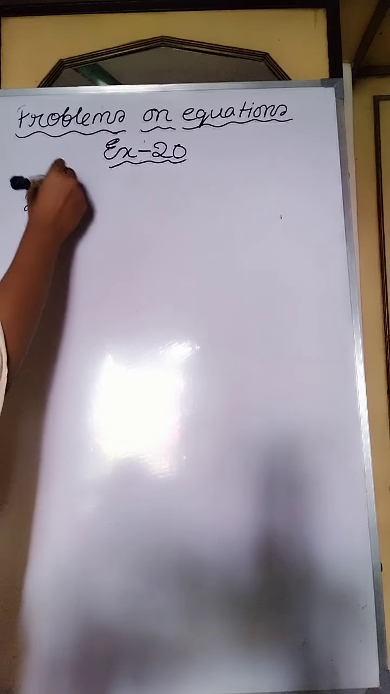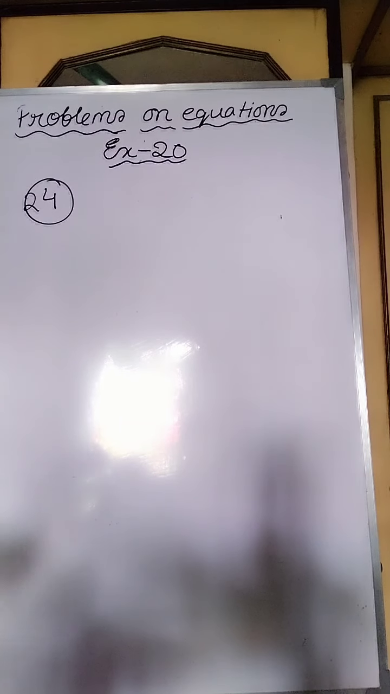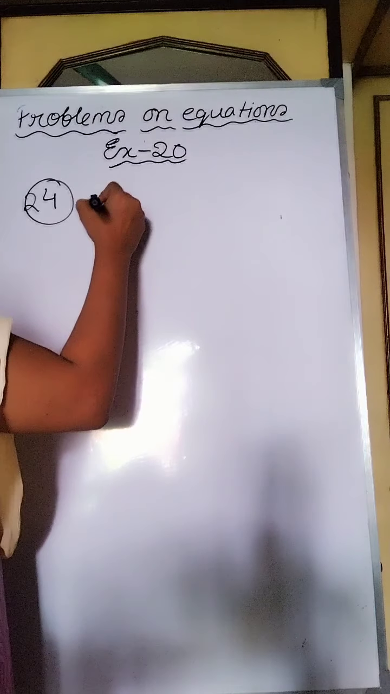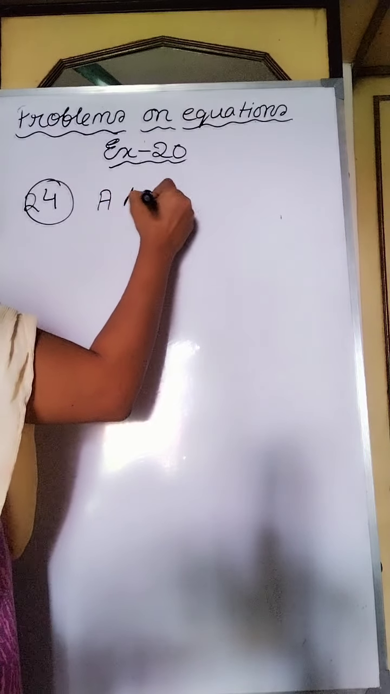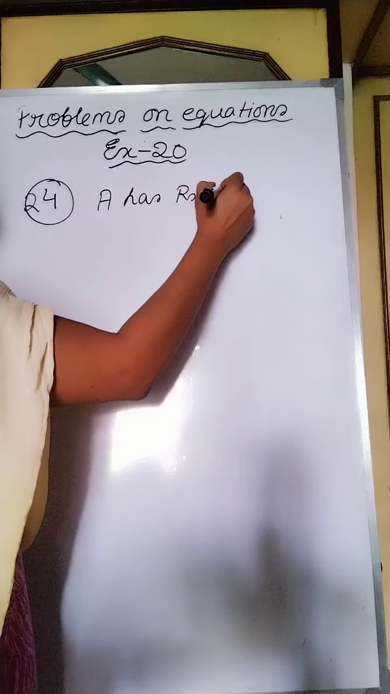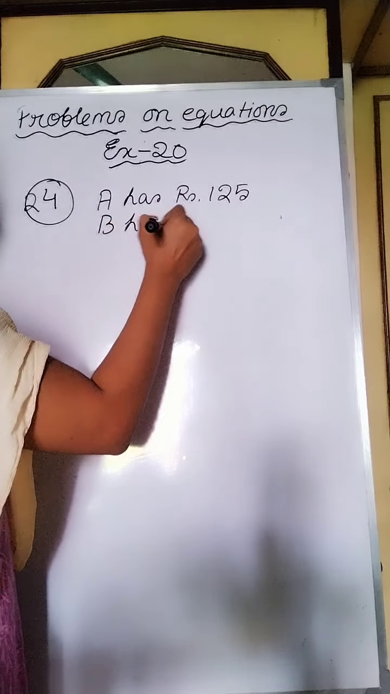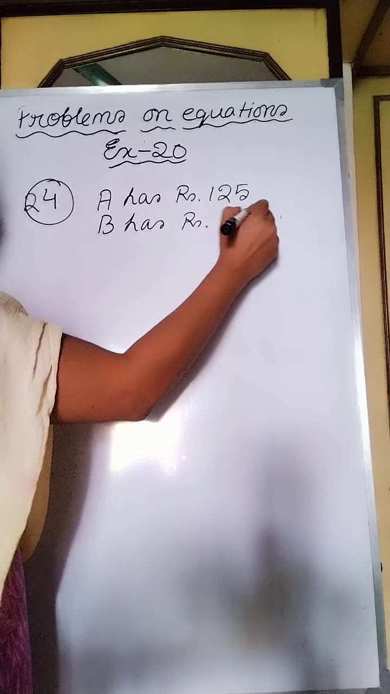Sum number 24, what we are having is: A has rupees 125 and B has rupees 85. How much should A give to B so that the money becomes equal? So A is giving some money to B. A has 125 and B has rupees 85. This is already given in the sum.